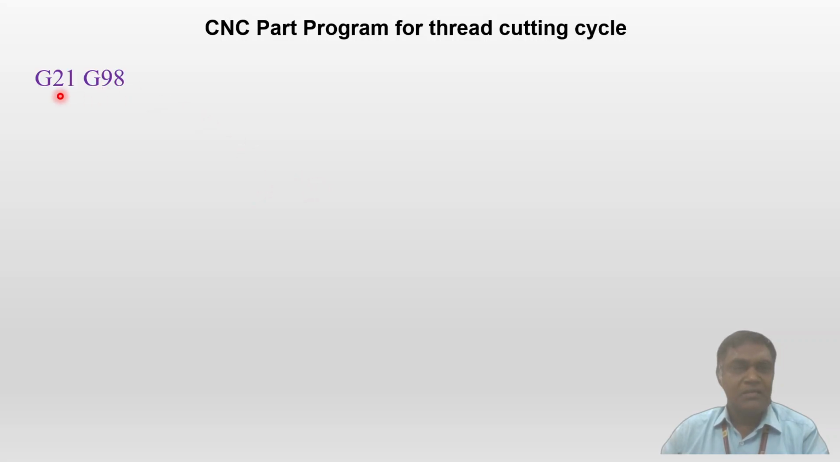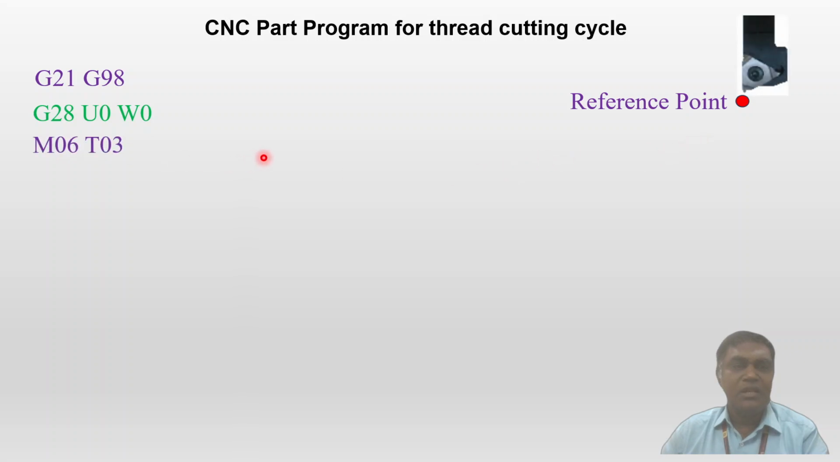The first block is G21, G98. G21 is the metric unit, G98 is feed per minute. The second block sends the tool, wherever it is, to the reference point. You can see this is the reference point, G28 U0 W0. Then M06 T03. Now we selected the external thread tool, and that tool number is 3.